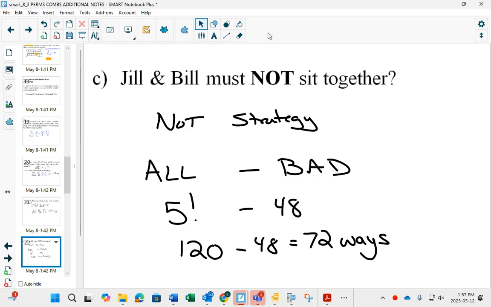Gives us 72 ways. You will also start to notice that certain strategies start to get overlapped together. So this was using the not strategy with a regular permutation and a grouping question, all built together in one question.